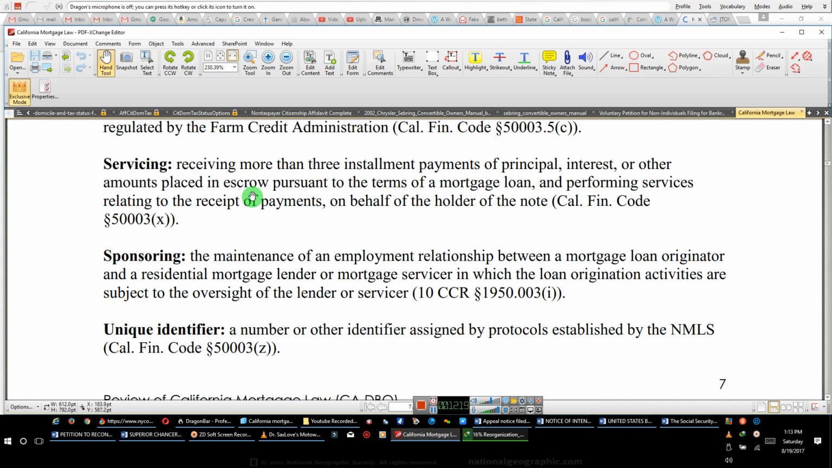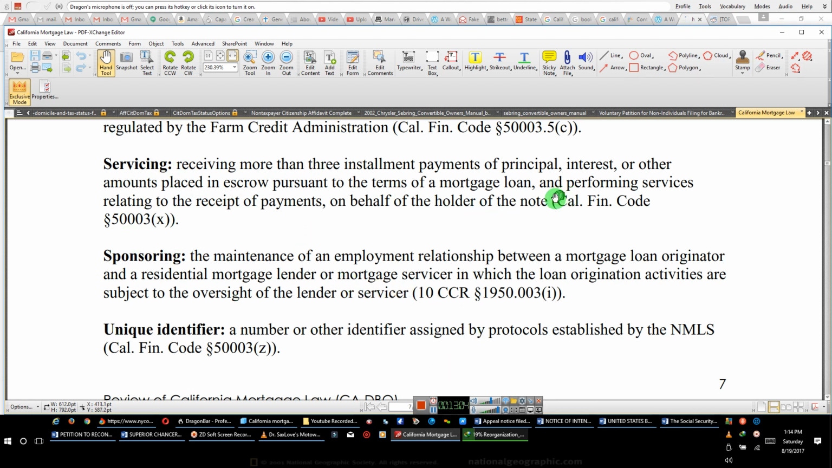Okay, getting back to what we were talking about, ladies and gentlemen, servicing: your funds are placed in escrow pursuant to the terms of the mortgage loan, and performing services related to the receipt of payment on behalf of the holder of the note. So if your funds are placed in escrow, where are they placed in escrow at? What are the terms and conditions of placing it in escrow? You know you have a right to that information, right? It deals with the servicing of your note. When you do a qualified written request, you get to add all of this information and ask for all this information because it deals with your note. Are you all understanding what I'm saying?